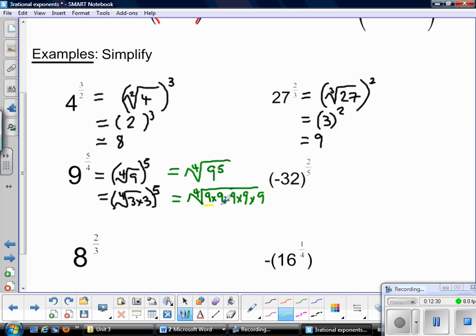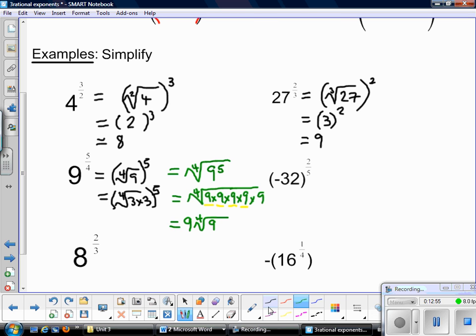So I have 1, 2, 3, 4. Those are going to come out as 1, 9. And I will have 1, 9 left underneath the fourth root sign. So it becomes 9 times the fourth root of 9. So that's one instance where this way works better than the other way.